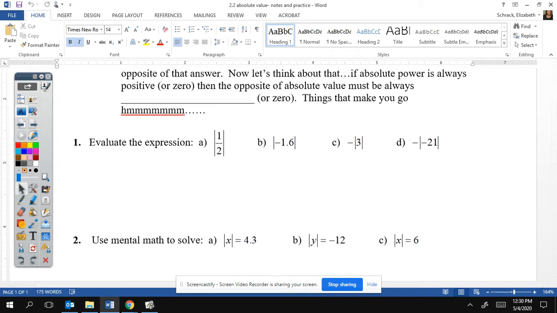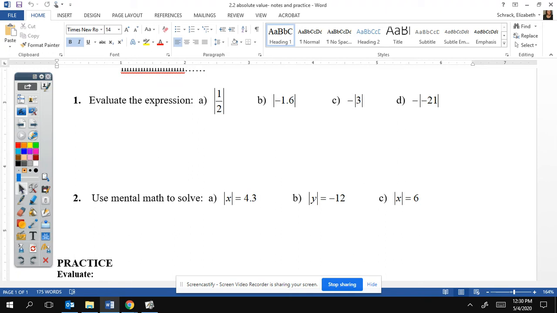And we don't have to write a number line each time either. So first we're going to evaluate the expression. That means we're going to figure out how far these numbers are away from 0 on the number line. So A says the absolute value of 1/2. There's nothing outside, so we take that number inside the absolute value and it stays positive. This time we're not going to write positive signs in front. It's just going to be the number.